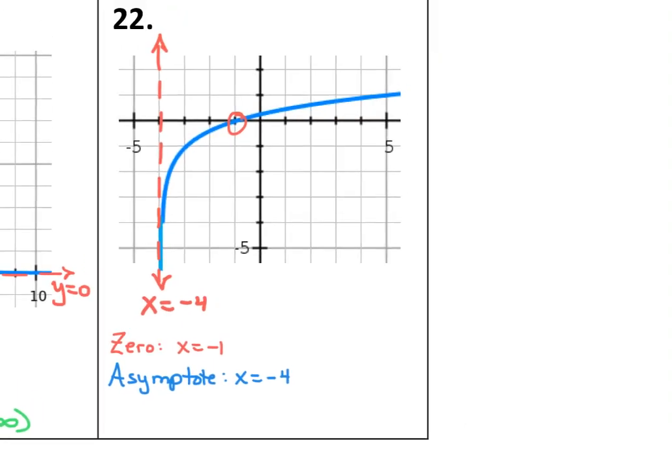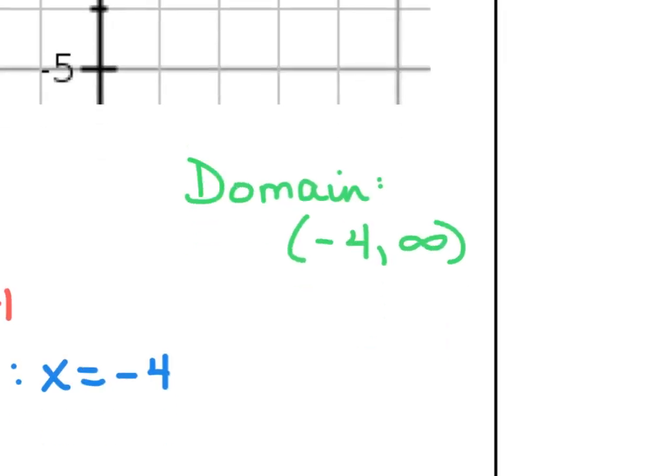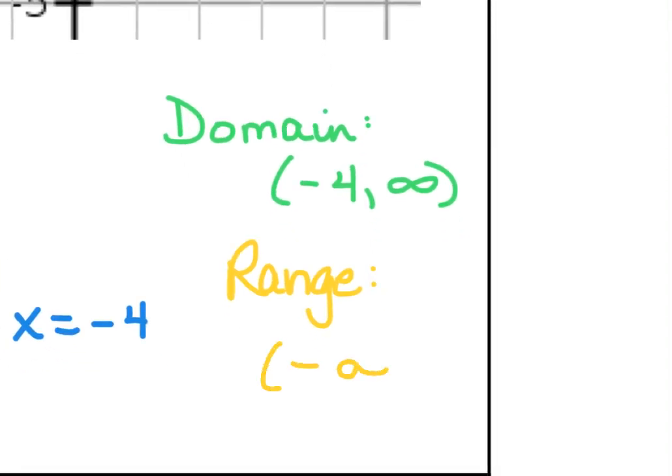And then for the logarithmic functions, your domain is restricted. So the domain goes from the asymptote at -4 to positive infinity. And the range for logarithmic functions is always all real numbers, -infinity to positive infinity.